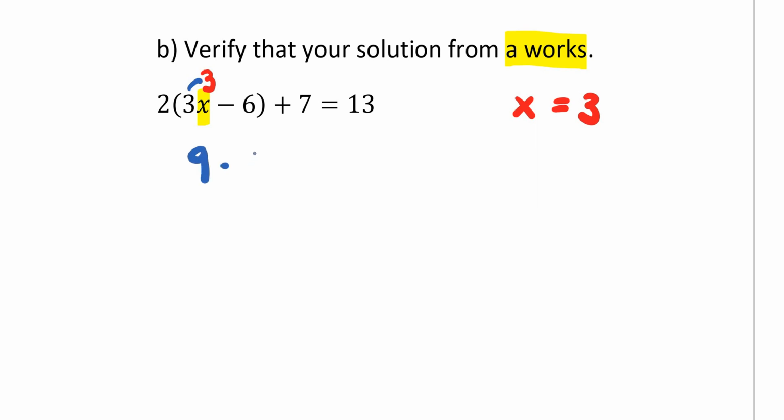So 9 minus 6 in the brackets. And then I have the 2 on the outside. Plus the 7, and we need to verify that the left-hand side equals the right-hand side, and the right-hand side has a value of 13.